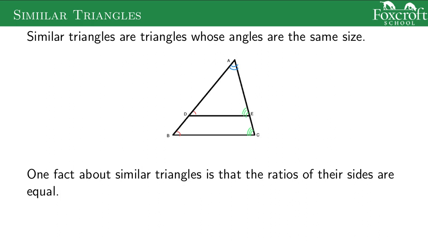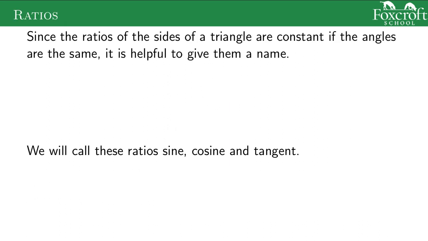If I were to take AD as a length over BA, like the red angle to the blue angle, that'd be the same as AE over AC. The ratios of the sides are the same. So since the ratios of the sides of a triangle are constant if the angles are the same, it's helpful to just give them a name.